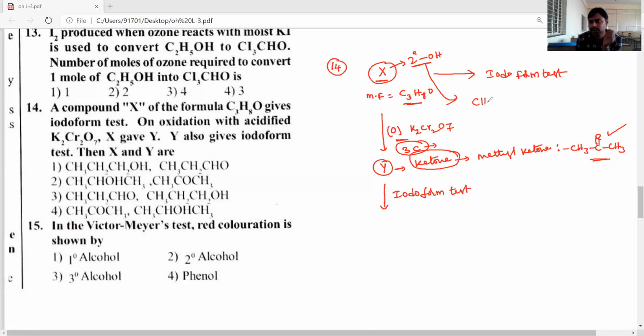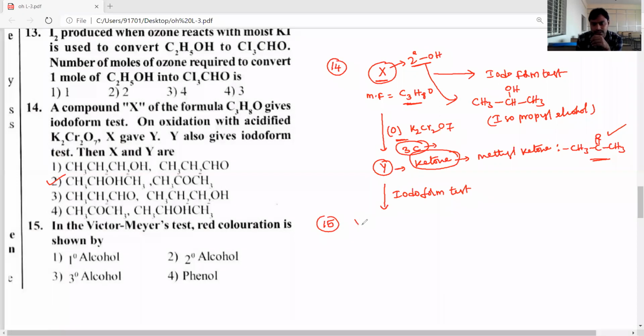A 3-carbon secondary alcohol is CH3-CH(OH)-CH3, isopropyl alcohol, or propan-2-ol. What are X and Y they asked? So X is isopropyl alcohol and Y is acetone. The answer is the second option. Okay, students, let's see the 15th question.